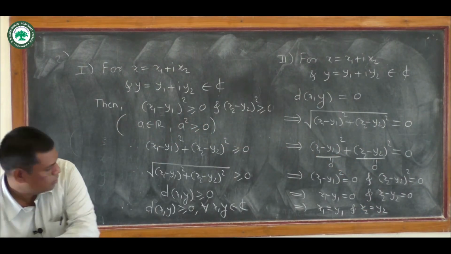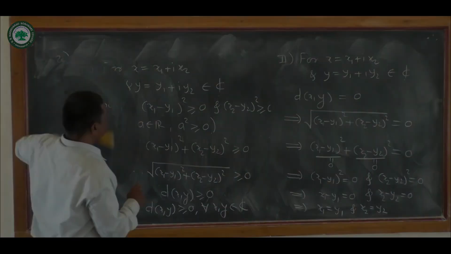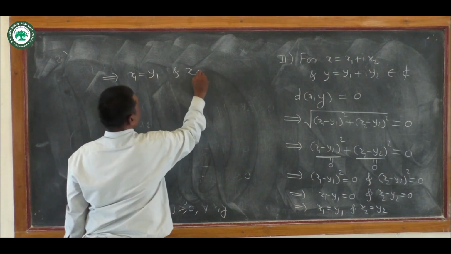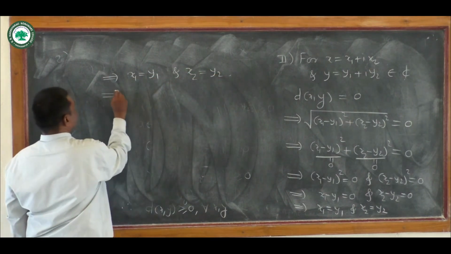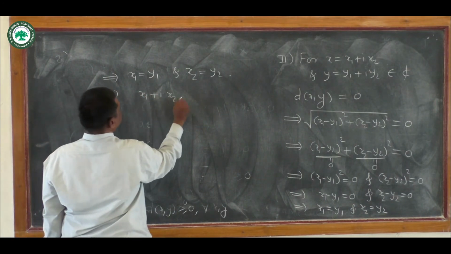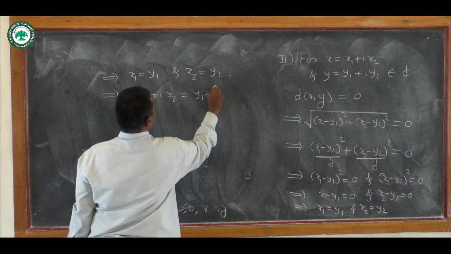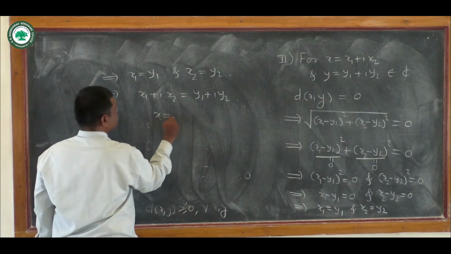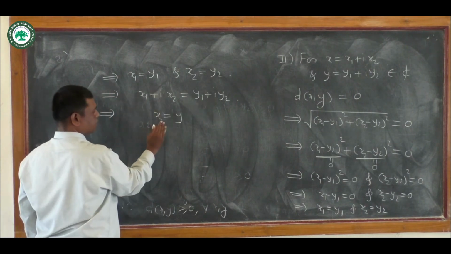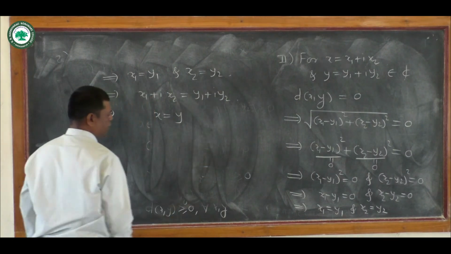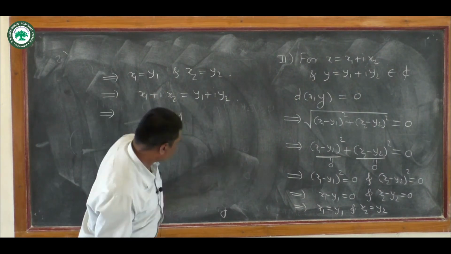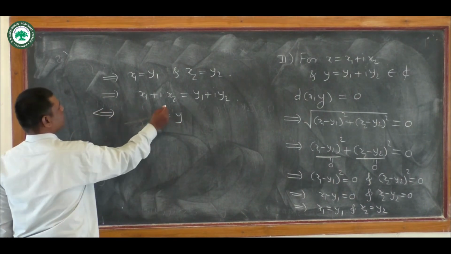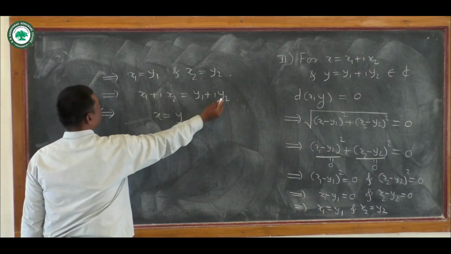Now using this, x1 is equal to y1 and x2 is equal to y2. So this implies that x1 plus i x2 is equal to y1 plus i y2. That is, x is equal to y, because x1 plus i x2 is nothing but x and y1 plus i y2 is nothing but y. Okay, for the reverse implication we use this. Now we have x equal to y, so this implies that x1 plus i x2 is equal to y1 plus i y2.